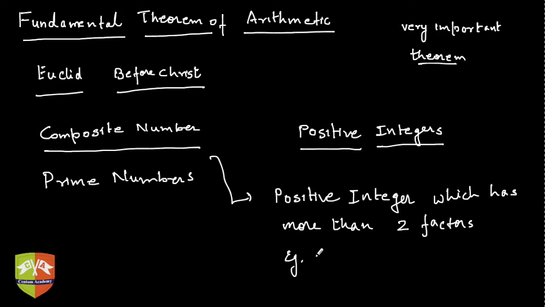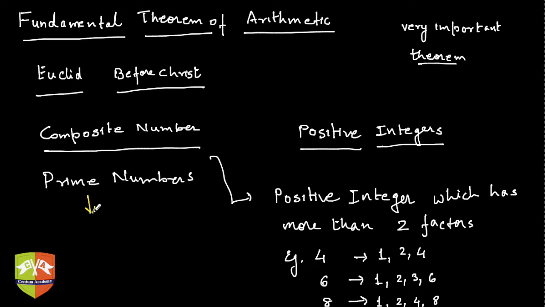Example, 4. Why is 4 a composite number? Because the factors are 1, 2, and 4. There are three factors. Similarly, 6 has factors 1, 2, 3, and 6. These are the factors of 6. Similarly, 8 has factors 1, 2, 4, and 8. There are 4 factors. Now, what is a prime number then?